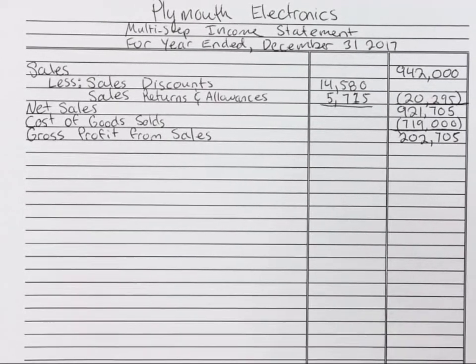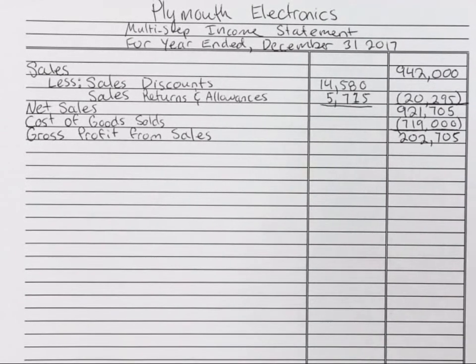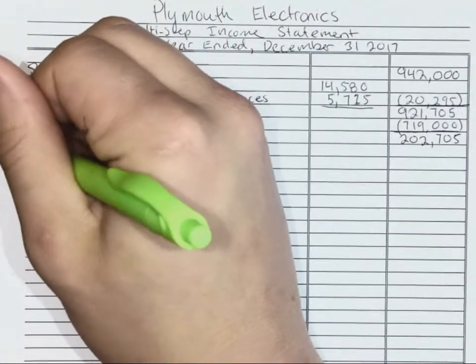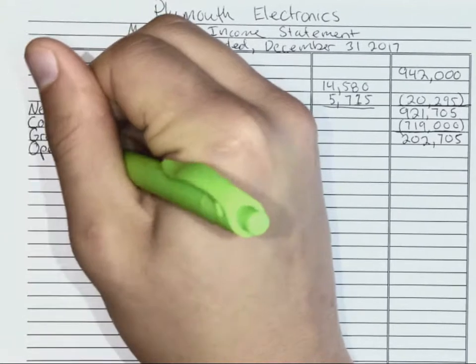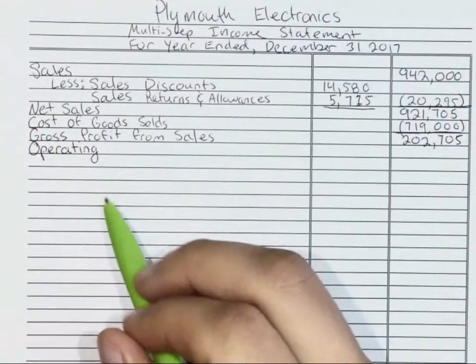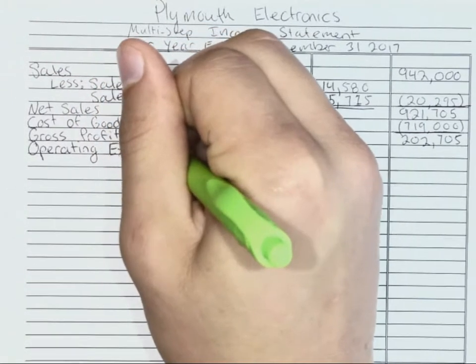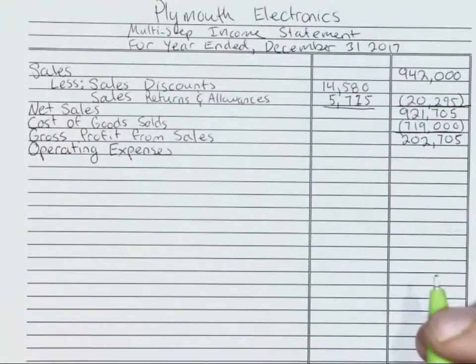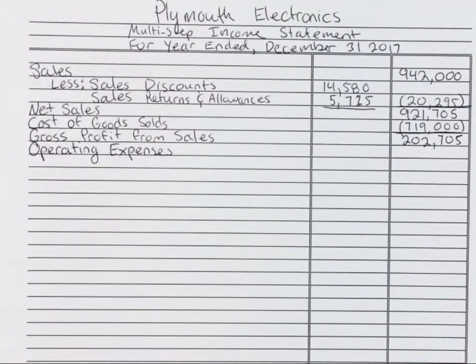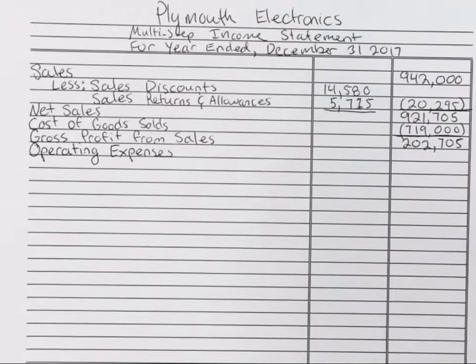Now we need to go through our expenses. So we have two types of expenses in a classified income statement. They are our operating expenses. We don't just use expenses because that would include cost of goods sold. Our operating expenses are expenses from operation, so not from merchandise. There's two types of operating expenses. We have selling expenses and we have general and administrative expenses.